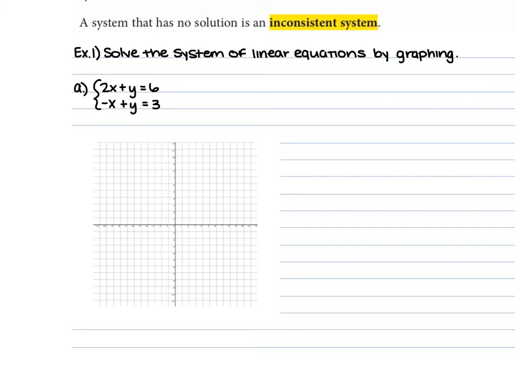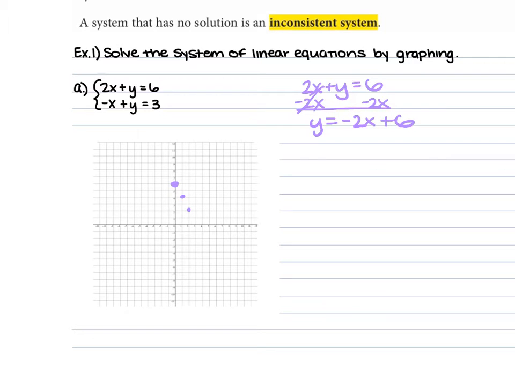If we solve both of these equations for y, we'll put them in slope-intercept form, and then we can graph based off our y-intercept and our slope. For the first, we have 2x plus y is equal to 6. We're going to move the 2x over by subtracting it, and we get y is equal to negative 2x plus 6. So we have our first point, that's 6. Then we have our slope of negative 2, so that means we're going to go down 2 to the right 1. Down 2 to the right 1.